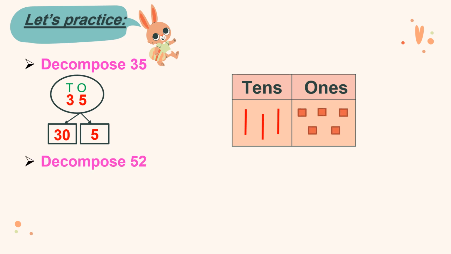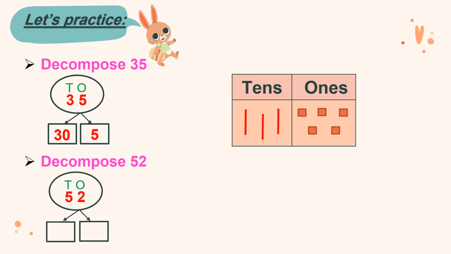Another example, decompose 52. First step, put the places: 2 in ones, 5 in tens. How many zeros in tens? 1. So it will be 50. In ones, how many zeros do we have? Nothing. Put 2 as it is. So 52 equals 50 plus 2.